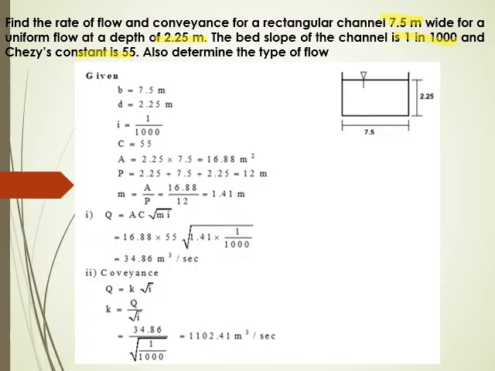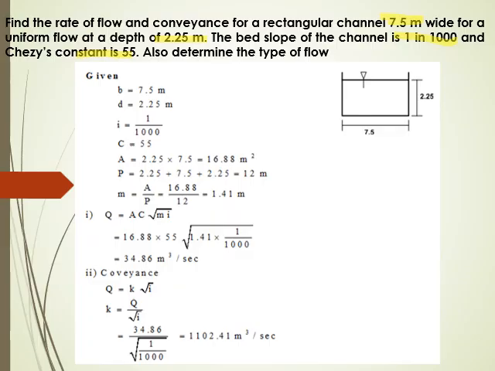Perimeter. So B plus 2D. The water-touched portion in the channel, we can say, is the perimeter. The perimeter for the rectangular section is B plus 2D. B is width, that is 7.5, plus 2 times depth, that is 2 into 2.25. We'll get perimeter as 12, where m is equal to A by P. Substituting the values of A and P, we will get the value of m is equal to 1.41 meter.